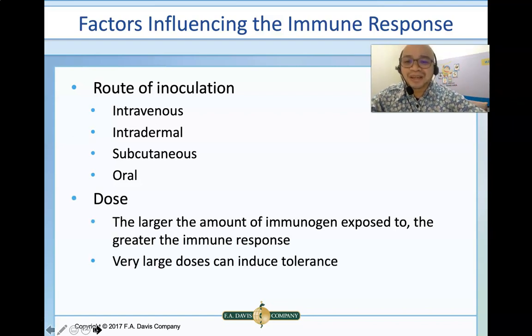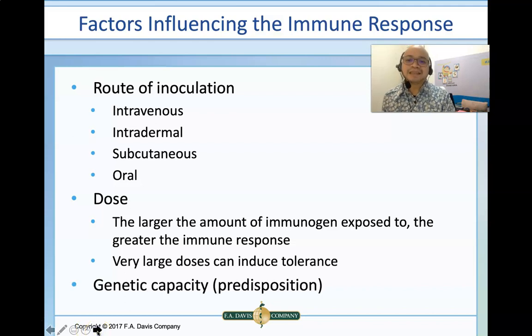Okay, dose. Of course, the dosage for infant and for adult will be entirely different. So it says here, the larger the amount of immunogen exposed to, the greater the immune response. However, you do not want an excessive dosage of a particular antigen because this will induce immunologic tolerance, which means that you'll not be able to stimulate an immune response at all. Okay, so the genetic capacity or predisposition of a certain individual is actually unique from one individual to another.